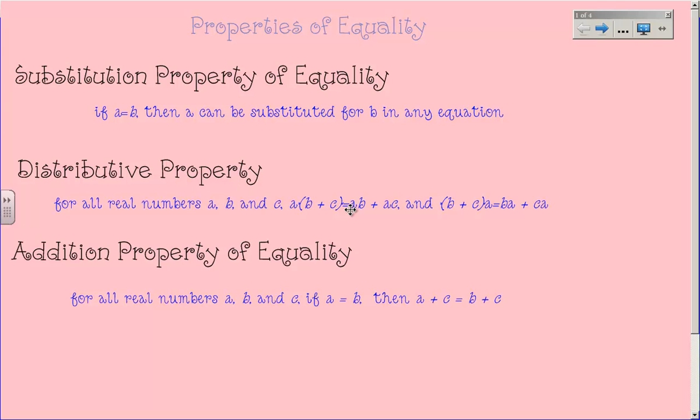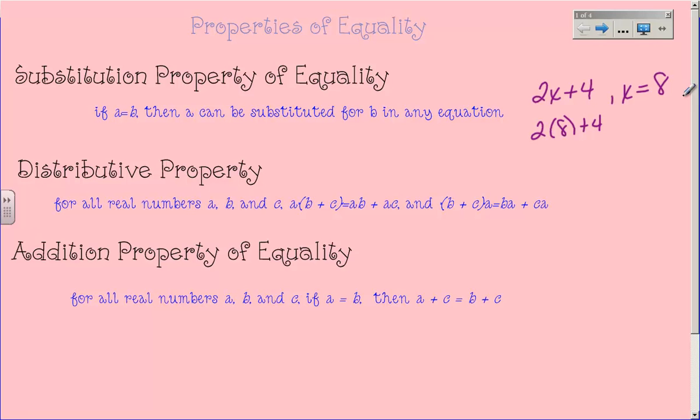So the first property is the substitution property of equality, which says that if A equals B, then A can be substituted for B in any equation. And what that means is that if you have an expression, for example, 2x plus 4, and I tell you that x equals 8, then if we're talking A and B here, this is A and this is B. So if x equals 8, then 8 can be substituted for x everywhere I see it. So I can just use that 8 and put it in place of the x because they are the same thing. So that's what the substitution property says.